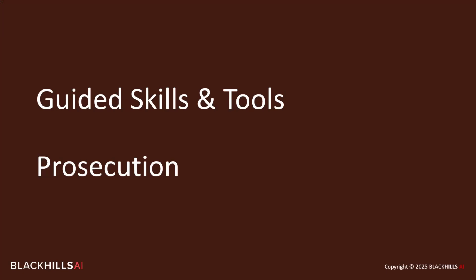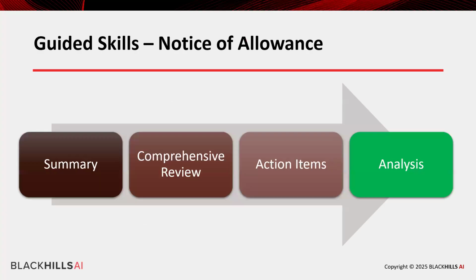And this one is around the receipt of the notice of allowance. The first thing we're going to look at today is the use of some guided skills, some preset skills that we have within Otto IP, one of our AI tools. This is going to be a four-part process where we look at the summary of the notice of allowance, some review, generation of action items, and then some more practitioner-focused analysis. So let's take a look at how this works.